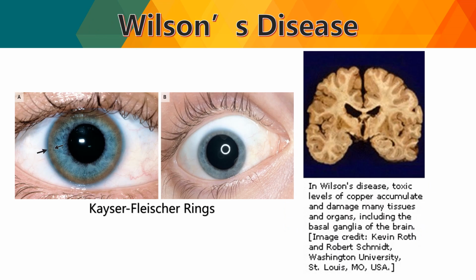Next is the Wilson's disease. So Wilson's disease is a toxic level of copper accumulation and damage of many tissues and organs, including the basal ganglia of the brain. So in Wilson's disease, ganyan yung nangyayari, nagsishrink because of exposure to copper. Lalo na kapag ang trabaho nyo more likely on exposure sa mga toxic elements.